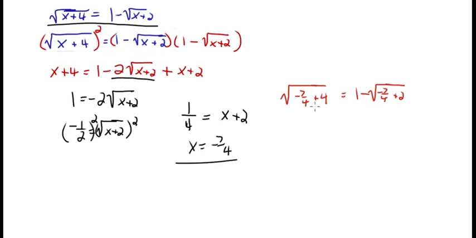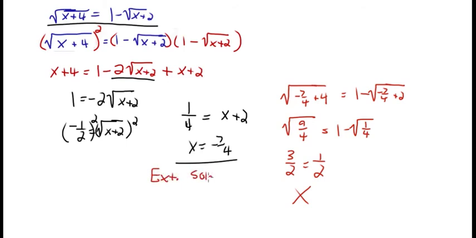If you simplify these out, I'm assuming that you're comfortable with fractions. If you're not, then please go back and double check on those. But this will give us a square root of 9/4 equals 1 minus the square root of what? That gives us a 1/4. So if we simplify these radicals, we get 3/2 equals 1 minus, what's the square root of 1/4? That's 1/2. So 1 minus 1/2, we get 1/2. This is definitely not true. So that's not right. This is an extraneous solution. I'm just going to put extraneous solution. So there are no solutions to this equation up here.